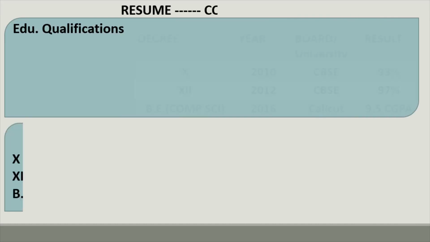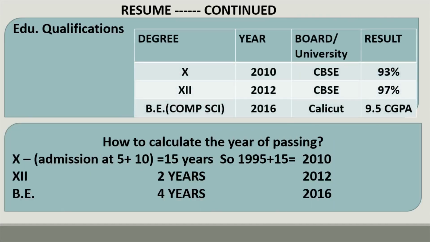The next part of the biodata is the educational qualifications. Always ensure to furnish the information in the tabular form as shown on the slide for easy reference for yourself as well as for the examiner. The table tells us that Shekhar Menon did his 10th in 2010. He did his 12th in 2012 and his engineering in 2016.